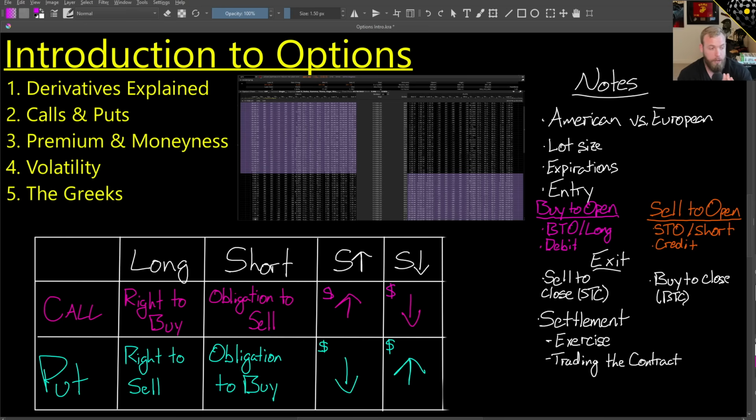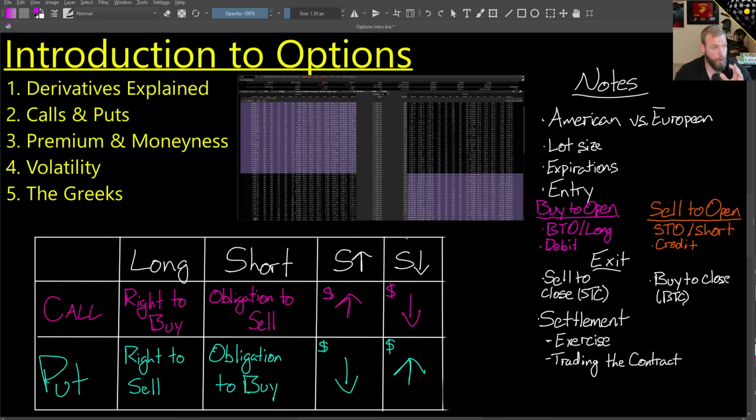Now, I want to talk about the movement of equities very quickly. So if you buy a call, what does that mean? You have the right to do what? Answer in the comments below. If you've sold a put, what do you have the obligation to do?